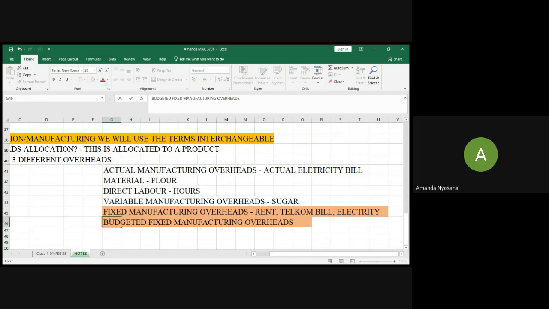So after we've estimated our fixed manufacturing overheads, we'll also estimate the number of units that we will be able to produce in that particular year.